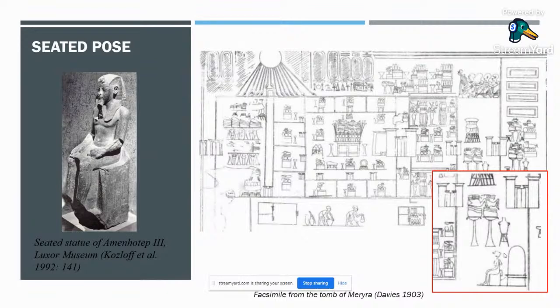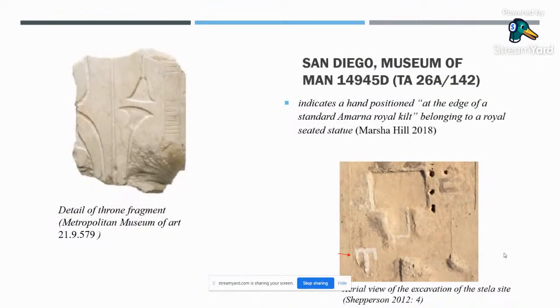But the final and most exciting piece of evidence are two small limestone fragments that were found in recent excavations at Amarna that appear to match fragments from earlier excavations. So the Met Museum throne fragment and the limestone piece from the Museum of Man in San Diego, which I have not been able to track down a picture of. I apologize, but Marcia Hill describes it over here. Both were excavated by the Metropolitan Museum sometime in the early 1900s. They both come from an area within the sanctuary. And in a recent 2018 article, Marcia Hill presented these two objects as evidence of a seated statue located in the exact same area shown in the depiction. So in this depiction over here.